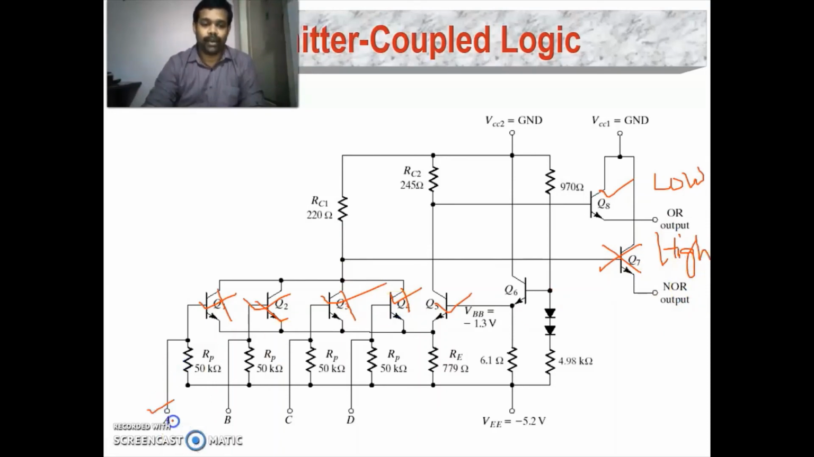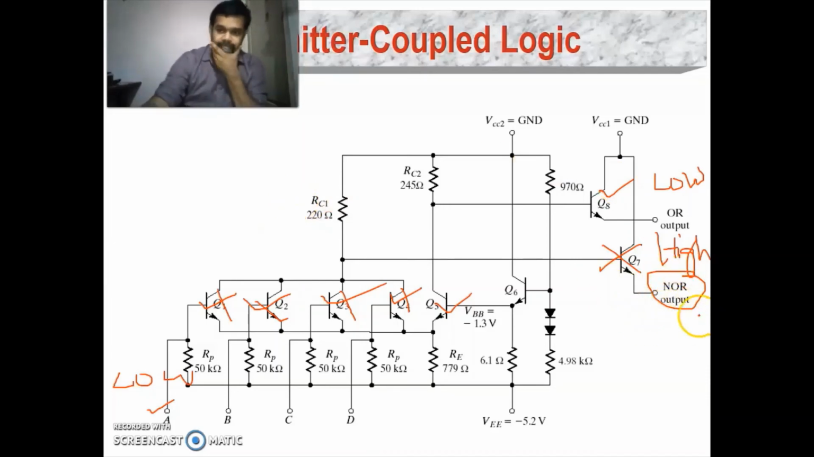So when providing a low input, you are getting a low output at the OR output and you are getting a high in the NOR output. Okay, clear? So you know that NOR is nothing but the complement of OR. So here you are getting low and here you are getting high.